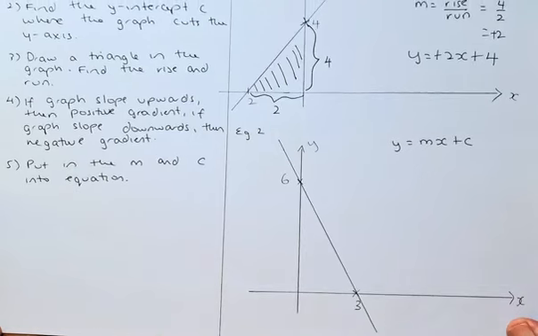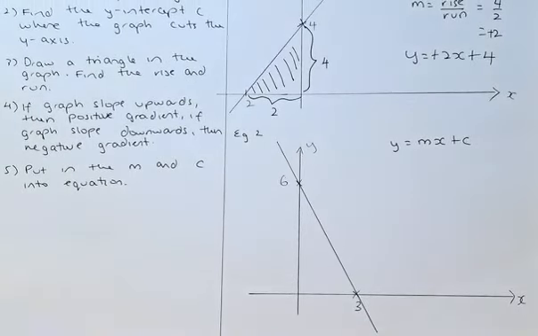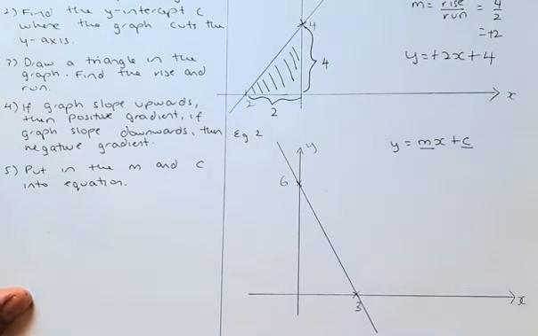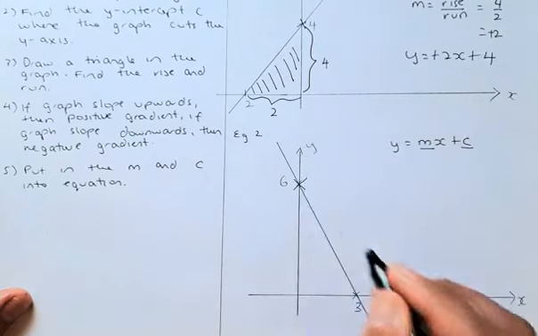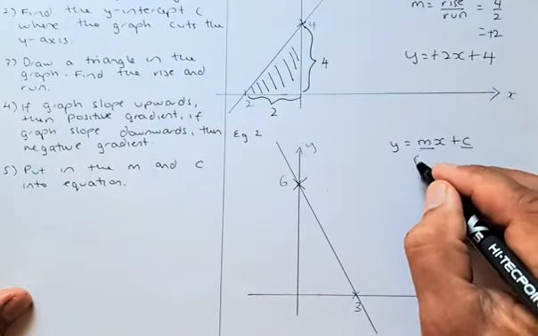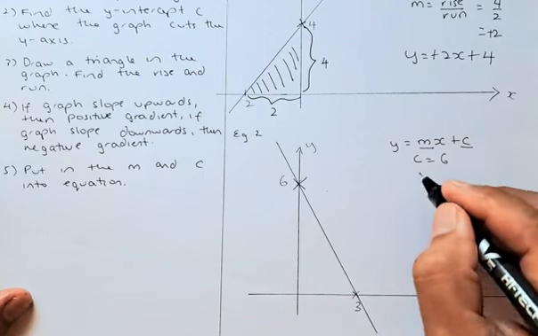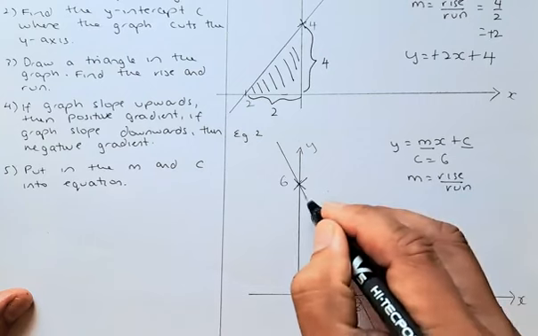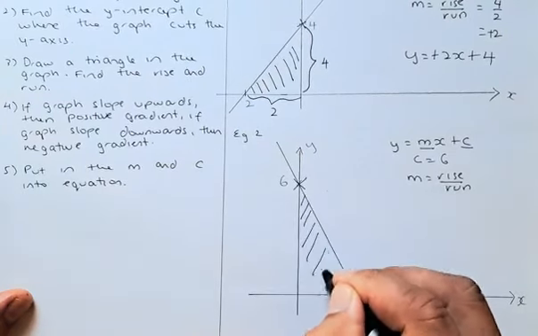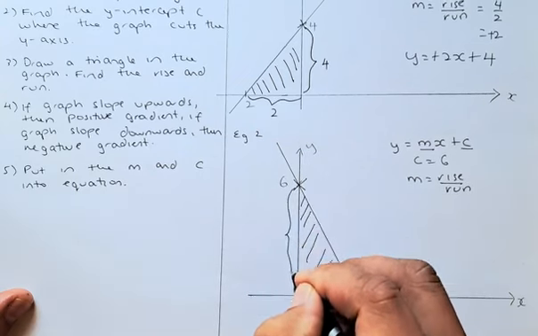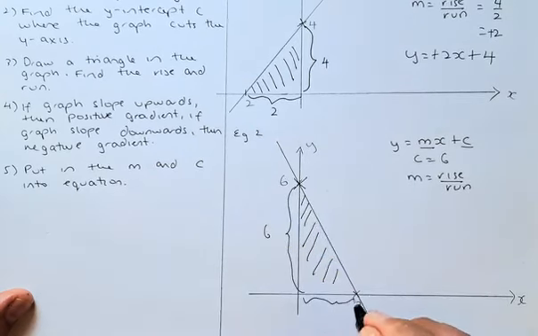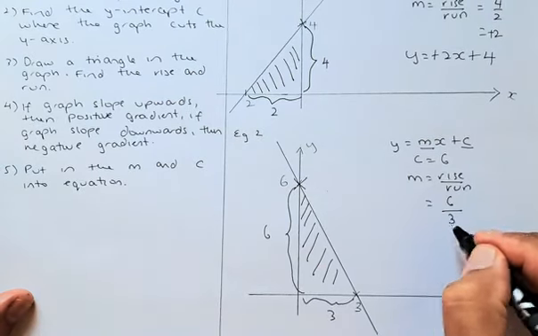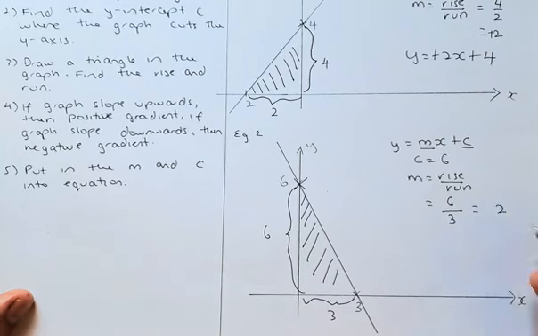Second example. You have this graph, the general equation is y equals mx plus c. You need to find m and c. C is easy to find, where the graph cuts the y-axis, and it cuts at 6. So c equals 6. To find your gradient, m is rise over run, so you draw a triangle. The rise is 6 and the run is 3. Don't worry about the negative sign. So that will give you 2.